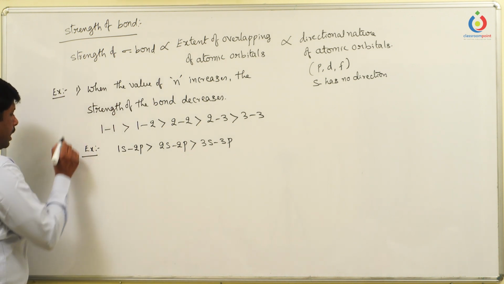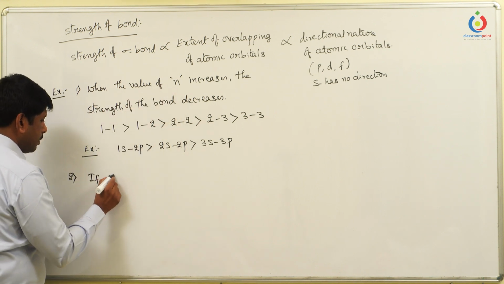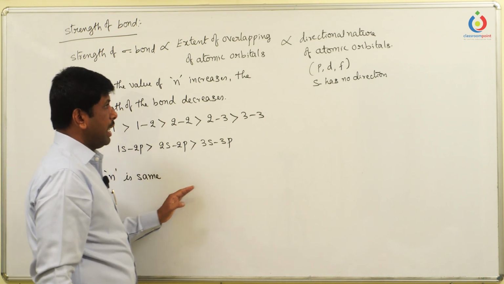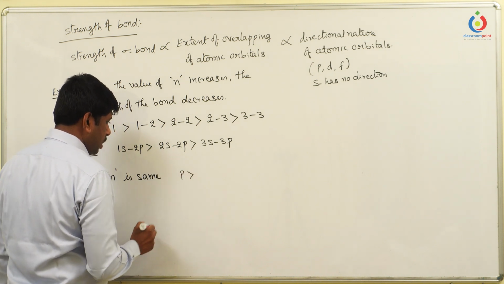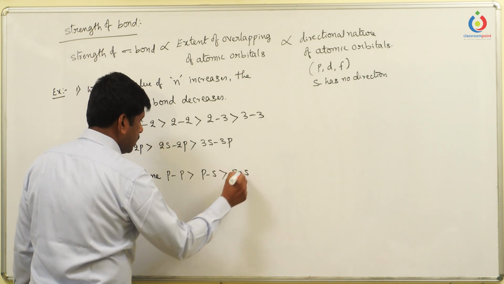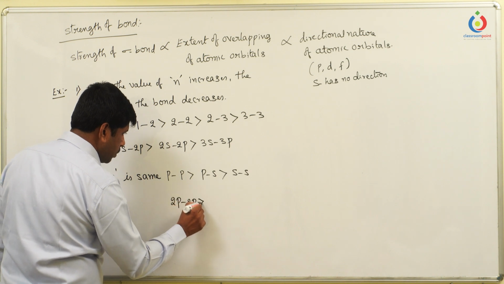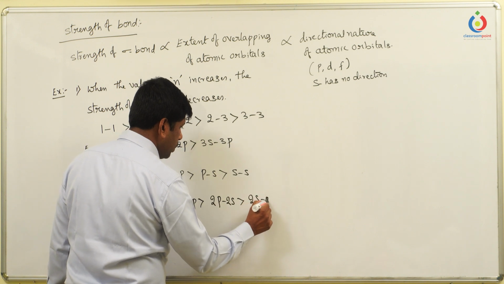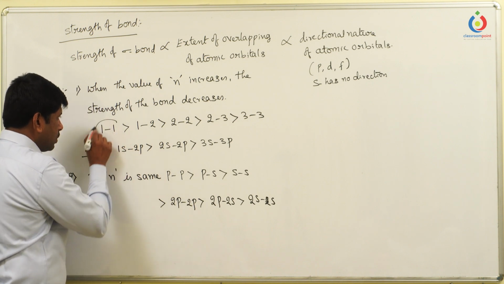Then the next one is, what happens when the value of principal quantum number is the same? So if n is the same, then it depends purely on the direction. So here the P overlap gives a stronger bond: PP is greater than PS overlap, greater than the SS overlap. So we can write this as 2P overlap is stronger than 2S overlap, which is stronger than 2S overlap. Here one exceptional condition we have to discuss, that is 1S overlap.